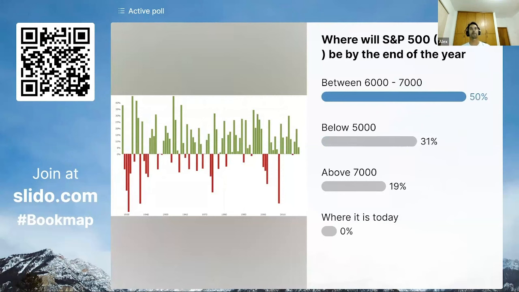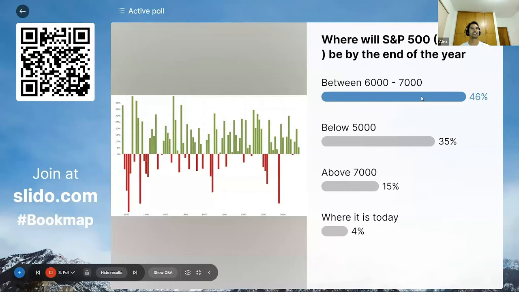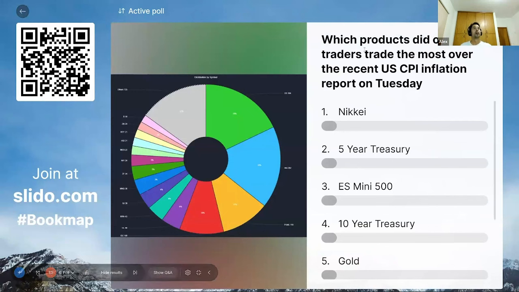So probably a couple of people have some call options on those strikes for the 2024 year. The majority think... below 5,000 is only 32%, but over 60% think it'll be higher than where it is at the moment. Richard's going to give his view on that right at the end of today. So between 6,000 to 7,000 is where people in this group anticipate.